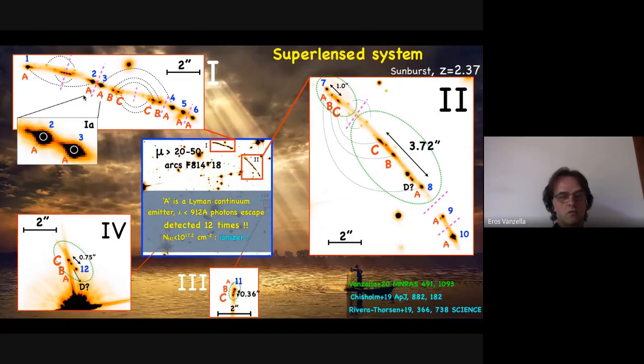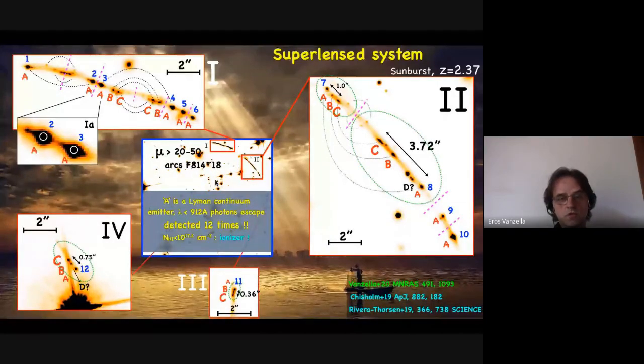Again, there are a lot of details, but if you focus on knot A, it is replicated 12 times. And from knot A, Rivera-Thorsen 2018, in a Science paper, detected Lyman continuum escaping. So ionizing photons escape from this knot, perforate the galaxy, and reach the observer. There are other interesting features on this arc that we are going to characterize in the future.